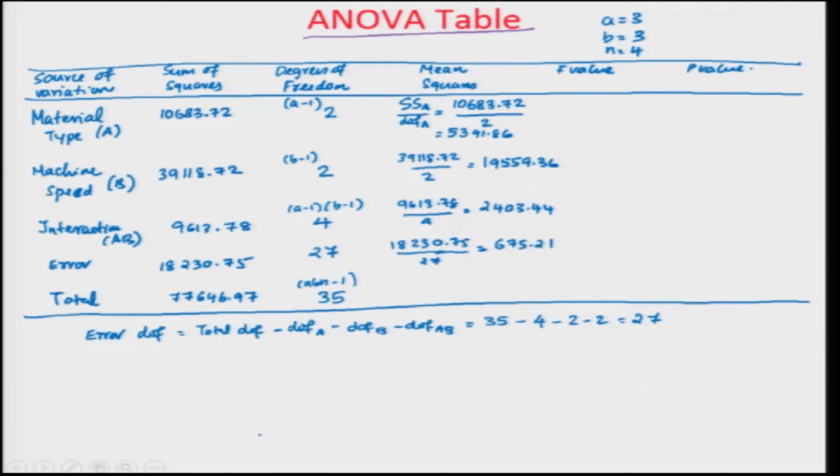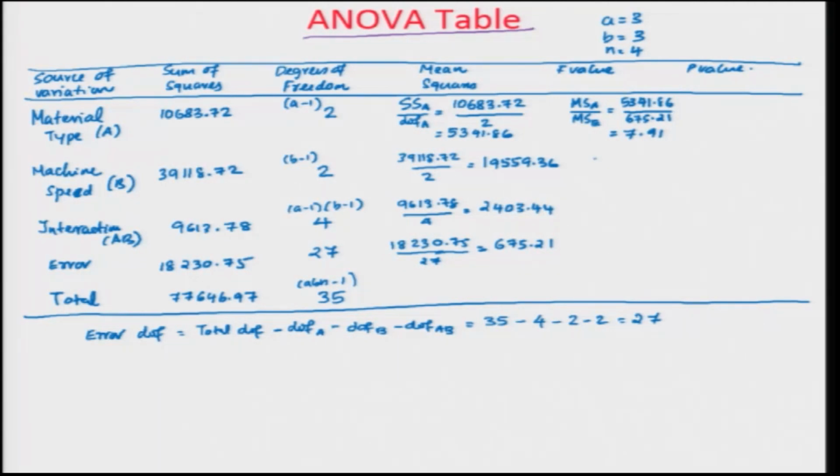Now the F value in this particular case is calculated by MSA divided by MSE, the error mean square. So what we are doing is 5341.86 divided by 675.21, this mean square divided by the error mean square. You get the value to be 7.91. That is the F value.